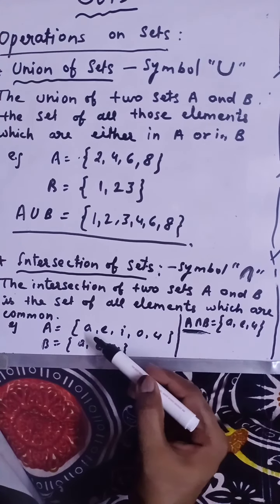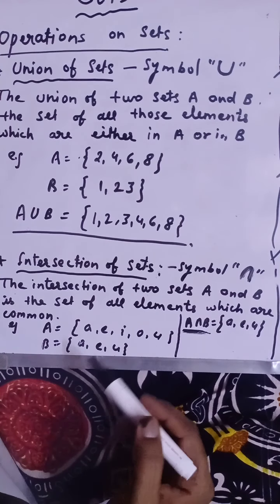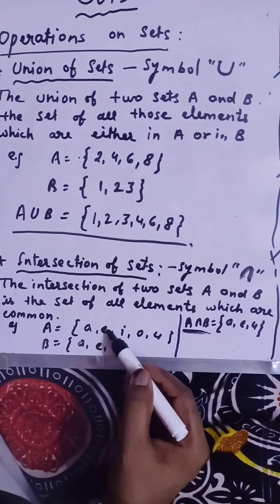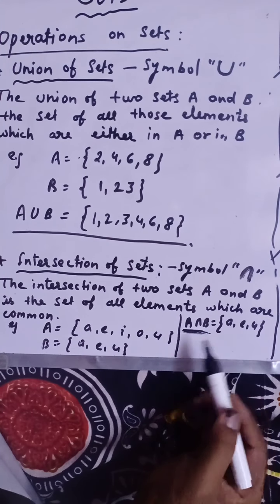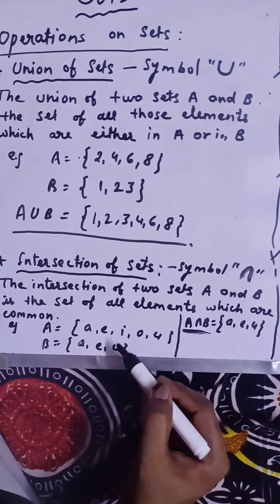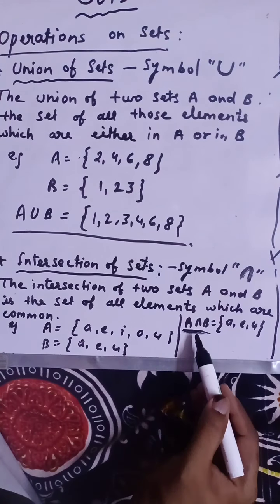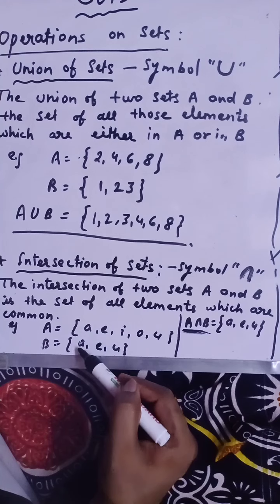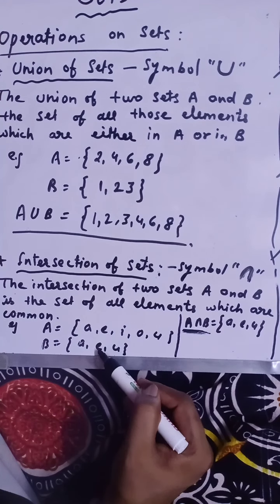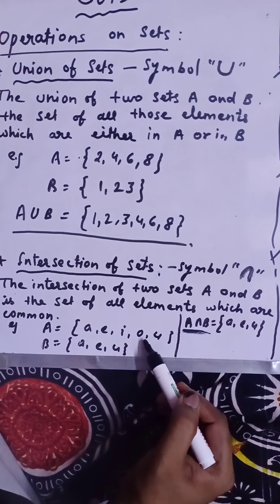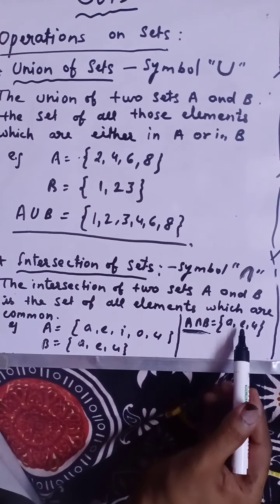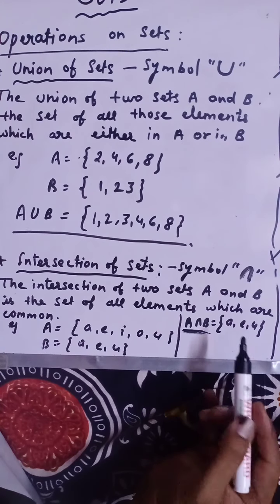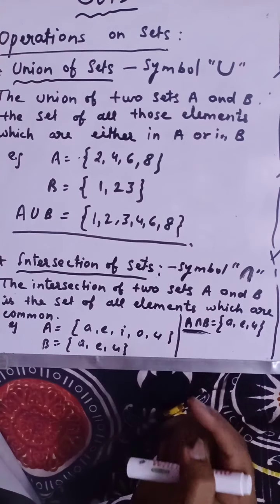So that is equal to, here what you have to do is choose the common part. The elements which are common in both the sets, we have to write only those elements. That is known as the intersection between the two sets. So here, as we can see, a is coming in both, e is also coming in both, and u is also coming in both. So your intersection will be a, e and u. So in intersection you have to write only the common part.